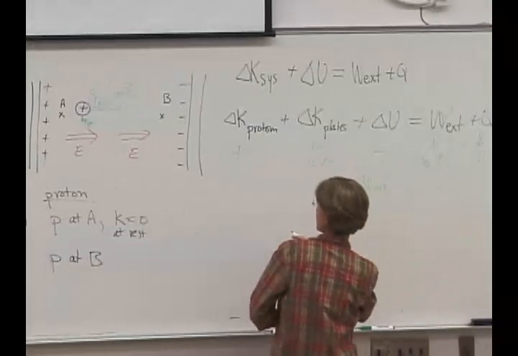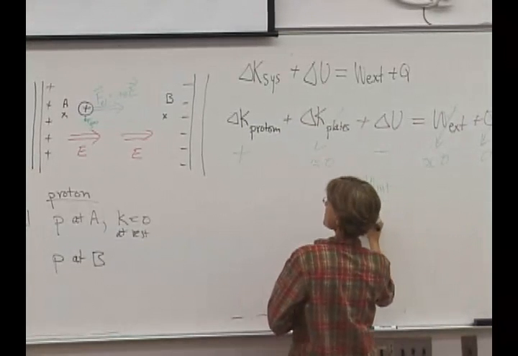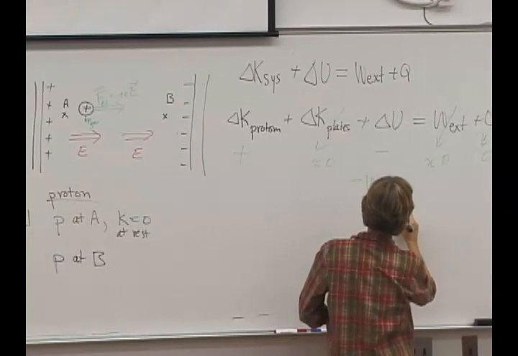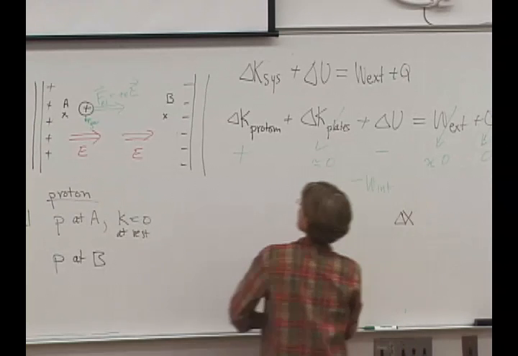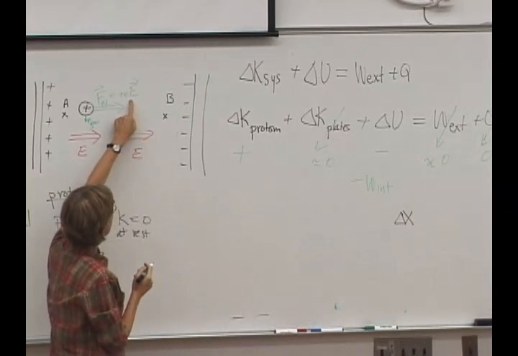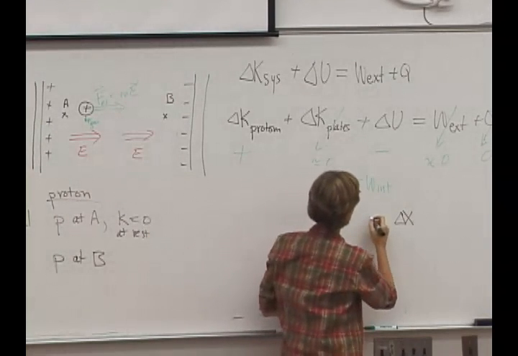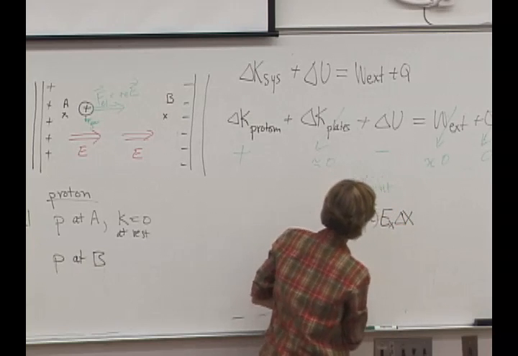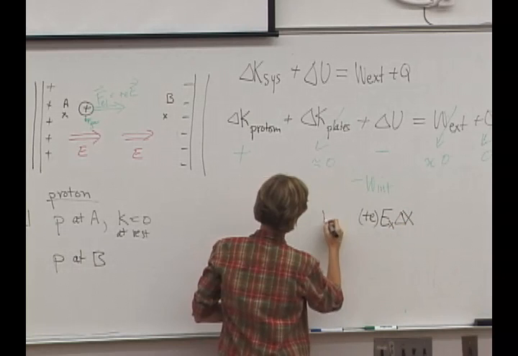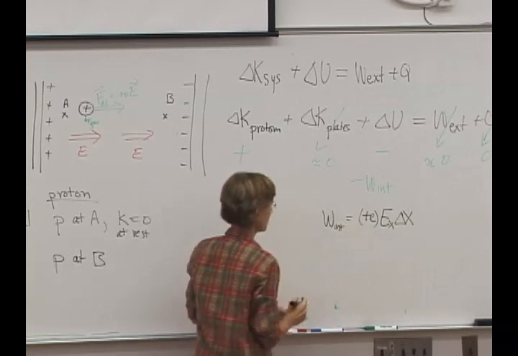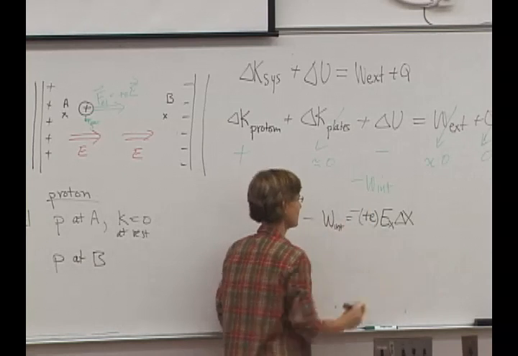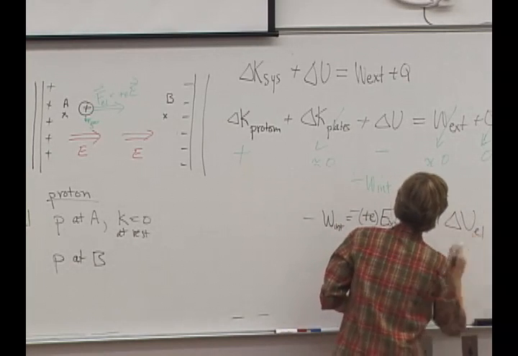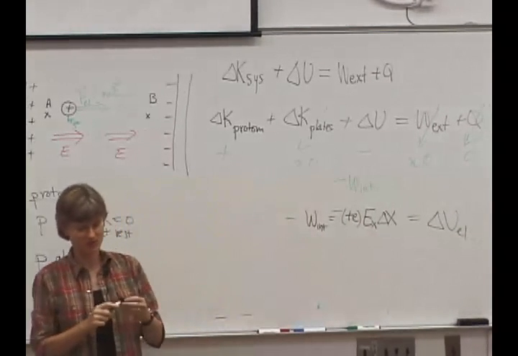So we get that there's a force, and the displacement, we'll call this just delta x. So we have a delta x here. And this force, the x component, was plus e times E sub x. So this is the internal work. But we want the negative of that, so we have to take a negative of that. And that should give us the change in electric potential energy of the system for this situation.